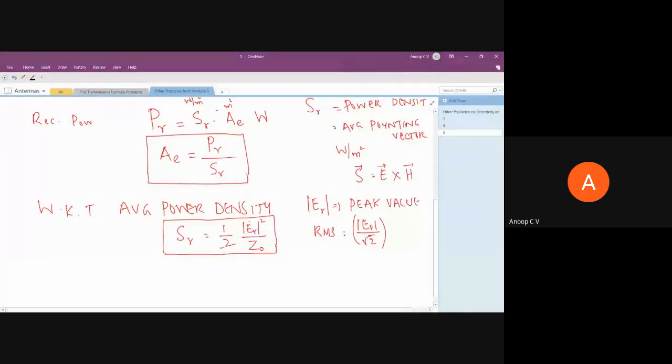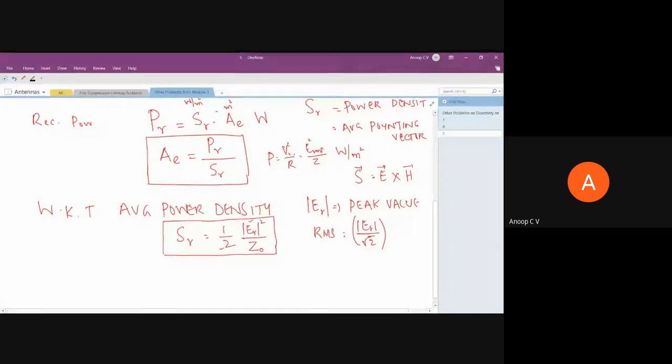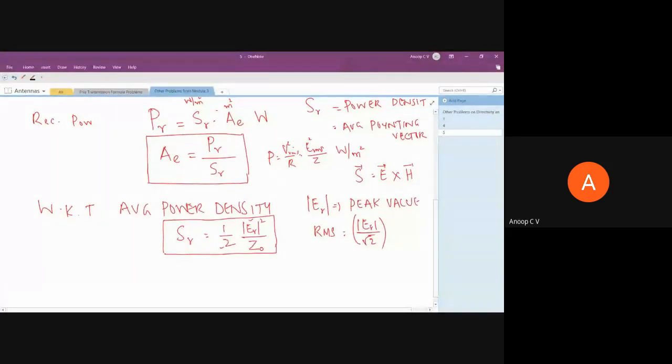So the ER that is given, we are assuming it is the peak value of field intensity, so the RMS value will be ER by root 2. Power is V square by R, or E RMS square by Z, where this is the RMS value. If the peak value is given, RMS value will be peak by root 2. That is why we have ER square by Z naught with the 1 by 2, so please don't miss this 1 by 2. When we find the average power density, unless the given field intensity magnitude is RMS, you should use this particular equation.